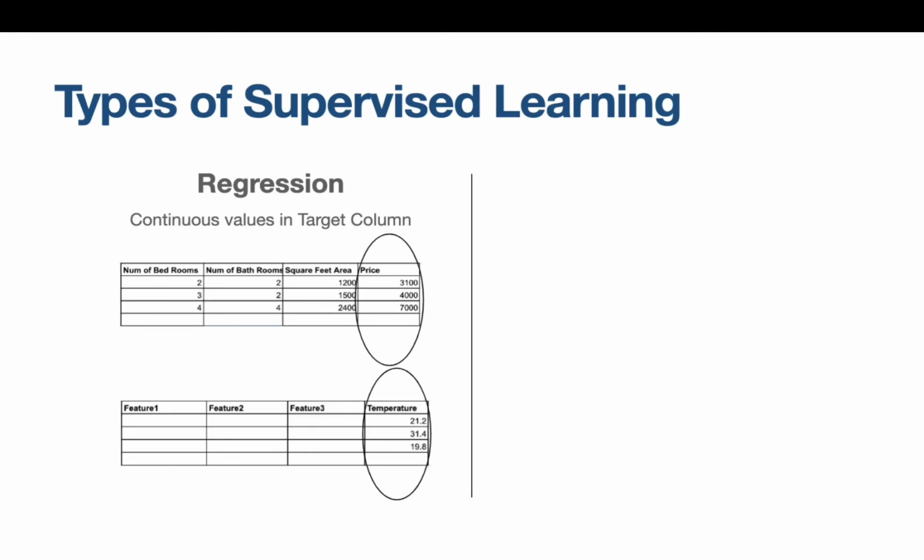There are two types of supervised learning, namely regression and classification. When the target column has continuous values or numeric values, then it is known as a regression problem. For example, housing prices prediction has price as target column, which can take numeric values which are continuous in nature. Similarly, temperature prediction is a regression problem.